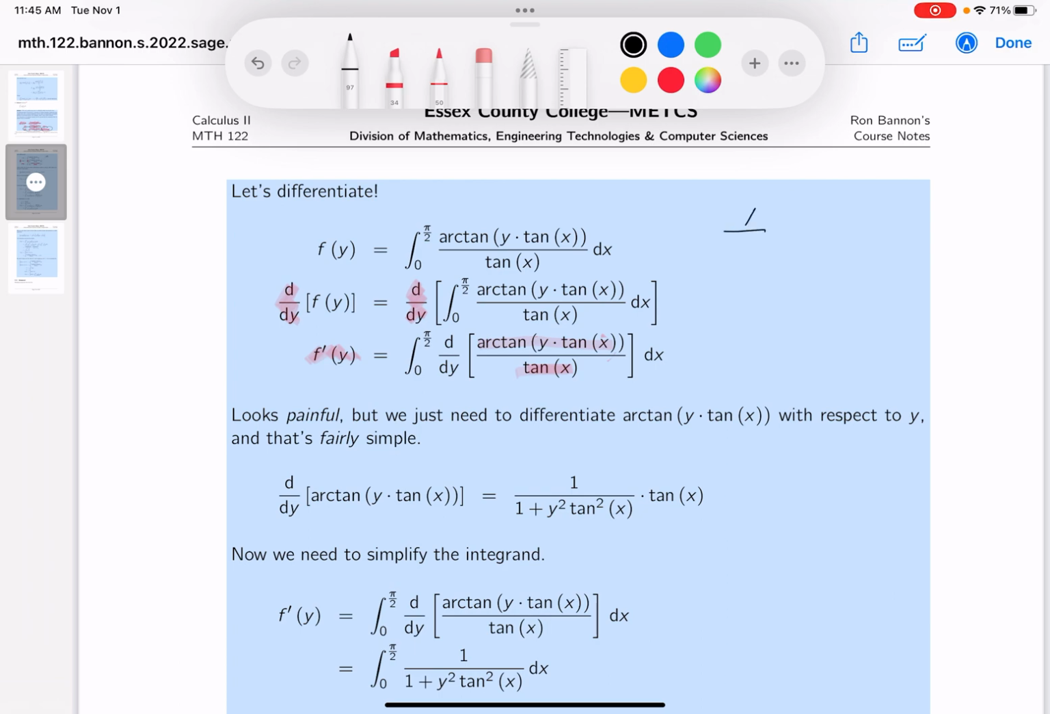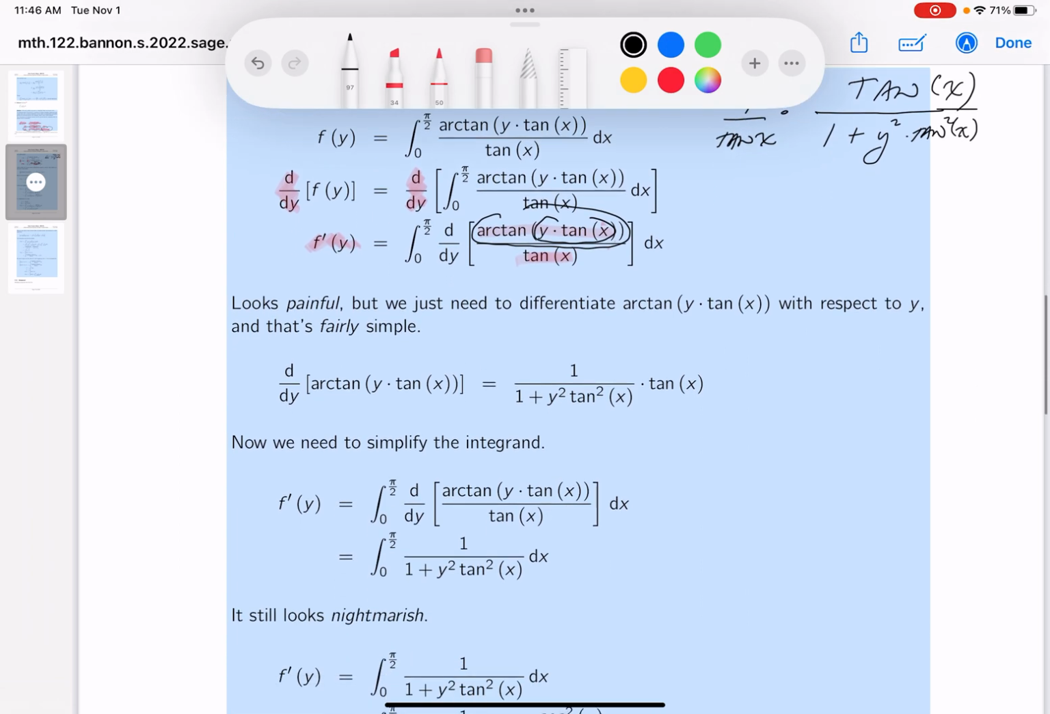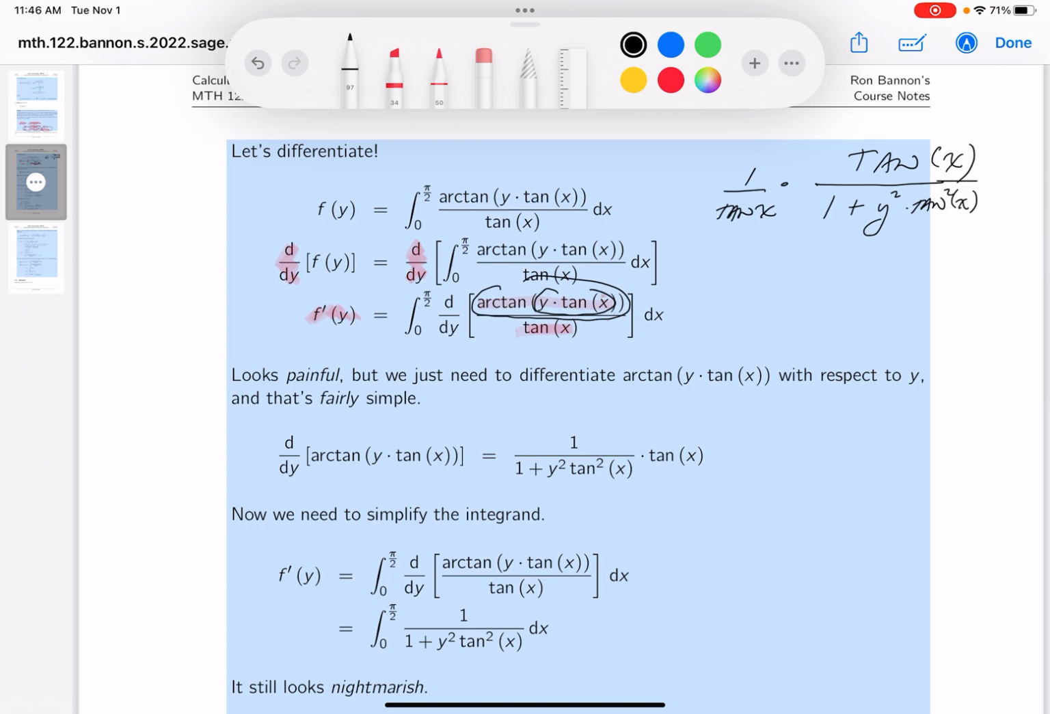So it's going to be 1 over tan x times, and I'm taking this guy's derivative now. What's that going to be? 1 over 1 plus the argument squared, that would be y squared times tangent squared of x, times the derivative of this argument with respect to y, and that would just be tangent of x.